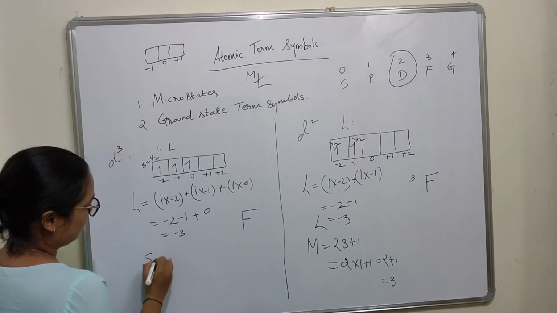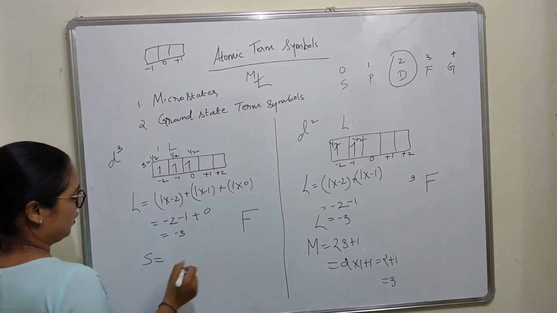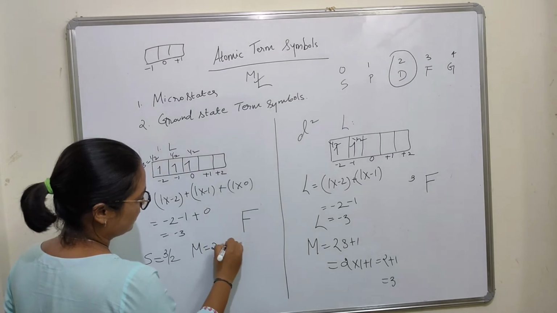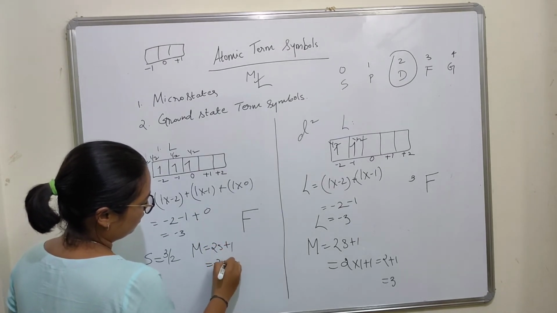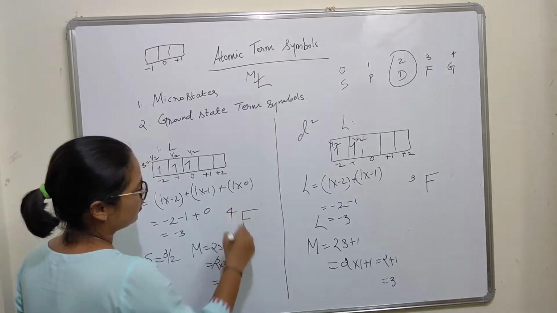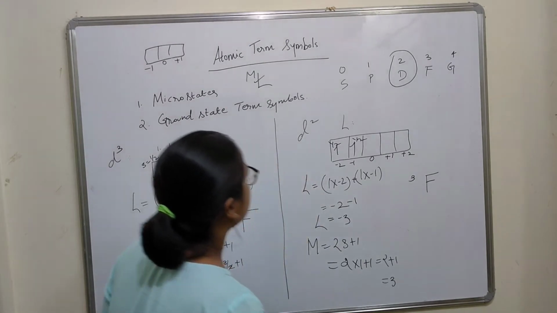Let's calculate S. Now over here we have half, half and half. So S is actually 3 by 2. So M is 2S plus 1, 2 into 3 by 2 plus 1, that will give us 4. This is going to be 4F. That's how you calculate. Let's move to the next one. What do we have?